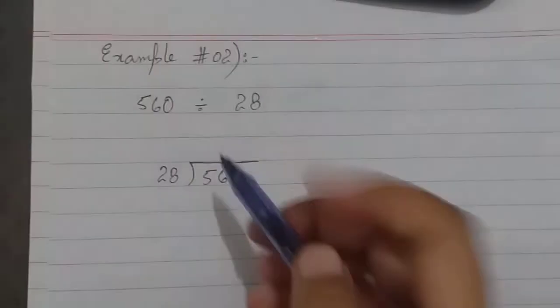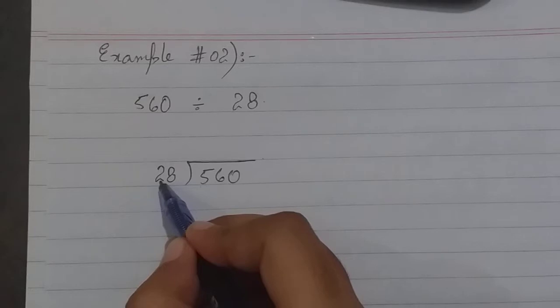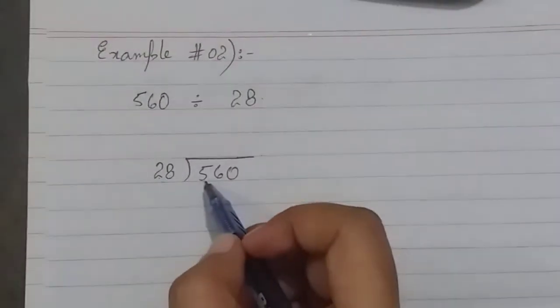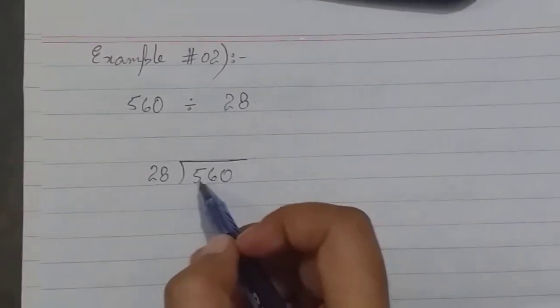So now we will start our division. As you know, step number 1 is comparison. If we compare 5 with 28, 5 is less than 28, so we cannot move towards step number 2. So we will take 2 digits, 56, we will take 2 digits, 56.